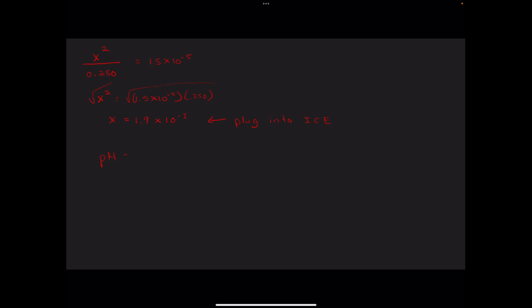So my pH is the negative log of the concentration of hydronium at equilibrium. So the concentration is 1.9 times 10 to the negative third. So that's going to give me a pH of 2.71. 2 sig figs in my concentration, 2 decimal places in my answer.